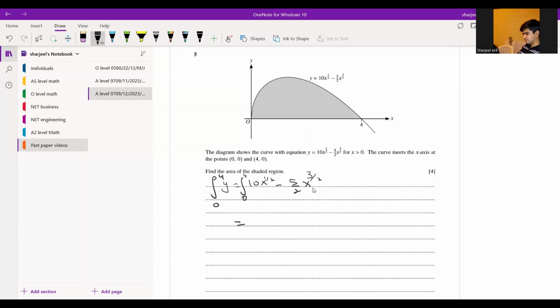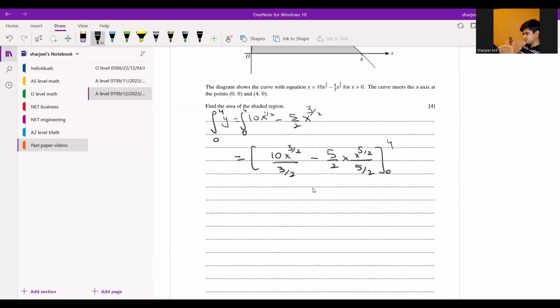So the area will be, first we have to integrate it. It will become 10x^(3/2) over 3/2 minus (5/2) into x^(5/2) over 5/2, and the limits will be 4 to 0. We will further simplify it to get 20x^(3/2) over 3, and we will cancel these two. This will become x^(5/2), 4 to 0.